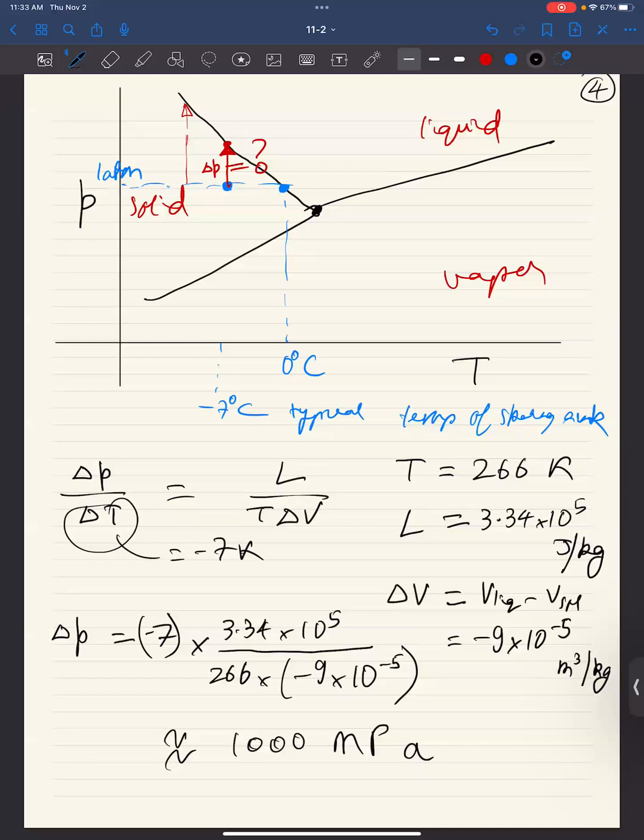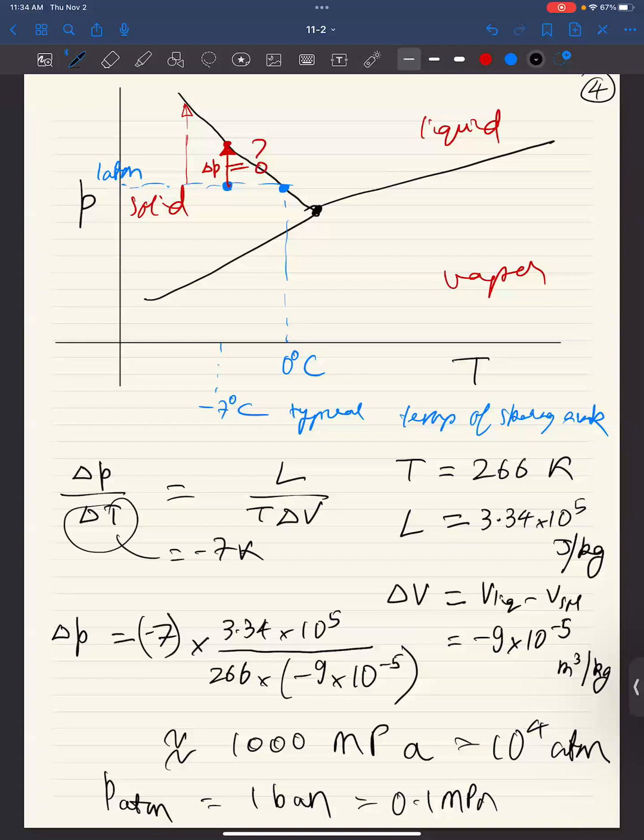What is atmospheric pressure in megapascal? Anyone knows? I also don't know. I have it written. Anyone remembers? It's around 10,000 pascal. It's around 0.1 megapascal. So how many atmospheres are we talking about here? 10 to the power 4 atmospheres. That is the pressure you need to apply. That's enormous. That is not the pressure you generate through your ice skates.